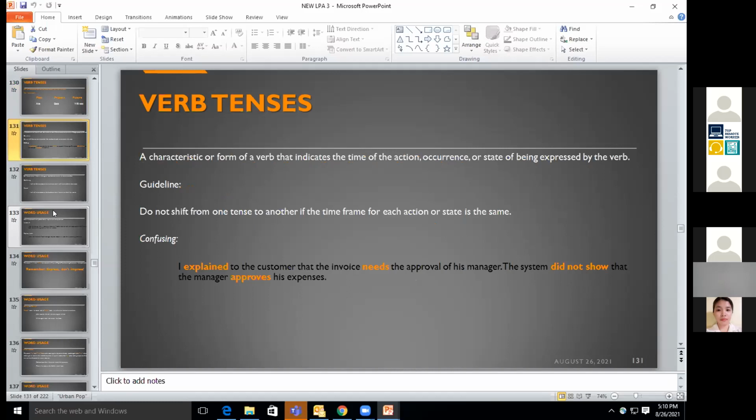Verb tenses: a characteristic or form of a verb that indicates the time of the action, occurrence, or state of being expressed by the verb. Guideline: do not shift from one tense to another if the time frame for each action or state is the same. So let's see here. This is confusing. I explained to the customer that the invoice needs the approval of his manager. The system did not show that. The manager approves his expenses.